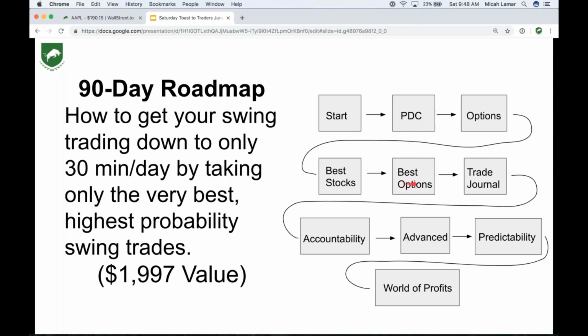We'll show you the best stocks to use, the best options. We'll actually give you our trade journal. The important thing here is that it creates accountability and lets you measure your success. It's really hard to improve if you're not measuring. Then you move to more advanced strategies and predictability, and then the world of profits. This is what the 90-day roadmap is.